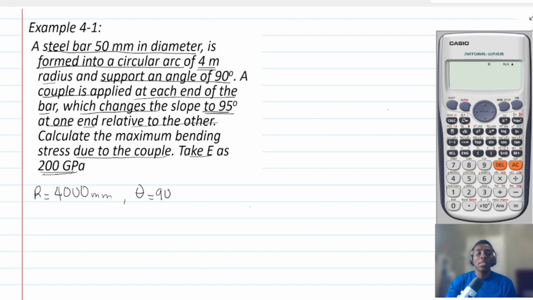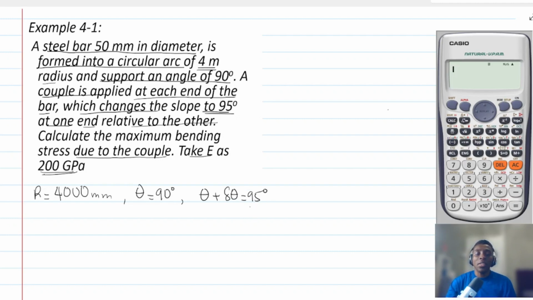So theta is 90. But then after the couple was applied, think about this as you have an arc and you further bend it due to a couple. So we expect that the angle will further increase. And so it was actually increased to 95. So let's say our final angle, which is the original plus some small change in angle. So they always write theta plus delta theta. So that is 95 degrees.